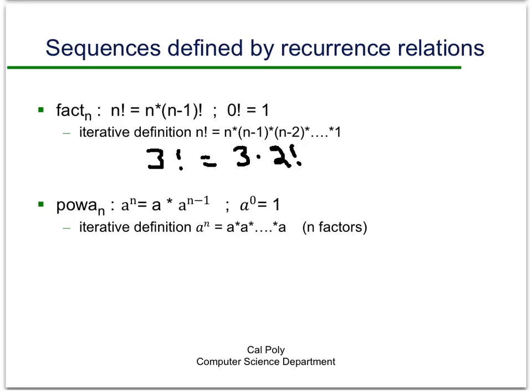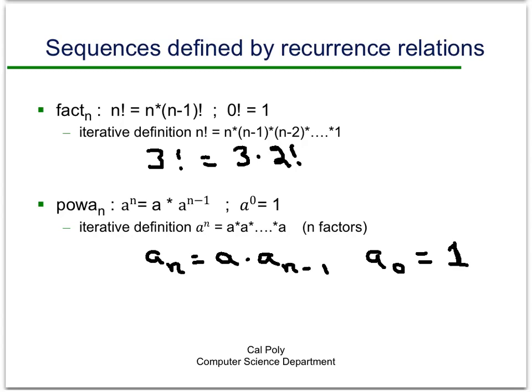Similarly, for the powers of a, you can think of a to the n as equal to a times a to the n minus 1. Writing this in the symbolism we've been using before, the recurrence relation is a sub n equals a times a sub n minus 1, and the starting point is a sub 0 equals 1.